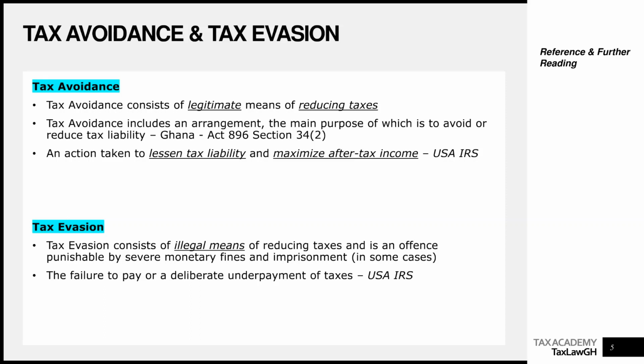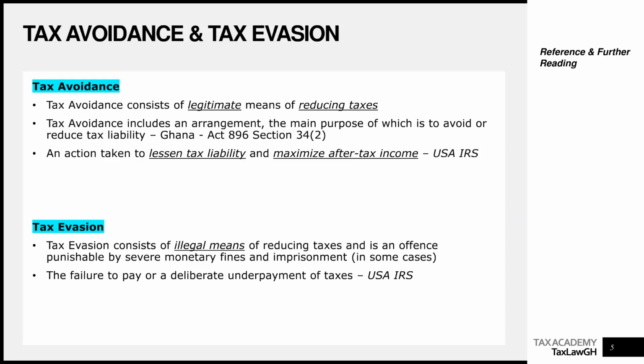How does our Income Tax Act attempt to define tax avoidance? When you go to section 34, subsection 2 of our Income Tax Act, it says tax avoidance includes an arrangement, the main purpose of which is to avoid or reduce tax liability. So it also goes to show that the fundamental principle here is that for tax avoidance, you are trying to use legal means. You are not trying to break any law. You are trying to use legal means to pay the least amount of taxes possible.